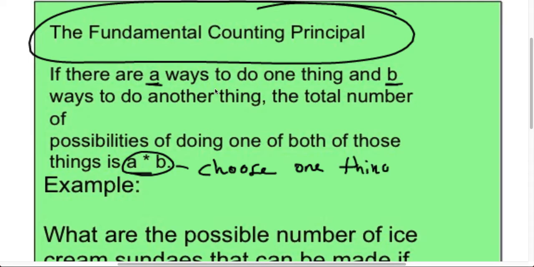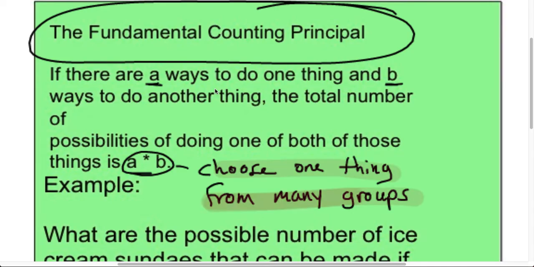Choose one thing from many groups. Okay, that's when you use the fundamental counting principle. So again, you really have to focus. I know we only have one type of problem right now, but these little things that I write out here are going to be what's helpful as we get more methods. We have to be able to read a problem, think about how it's worded, and say, oh, I'm going to use the fundamental counting principle because I'm choosing one thing from different groups.